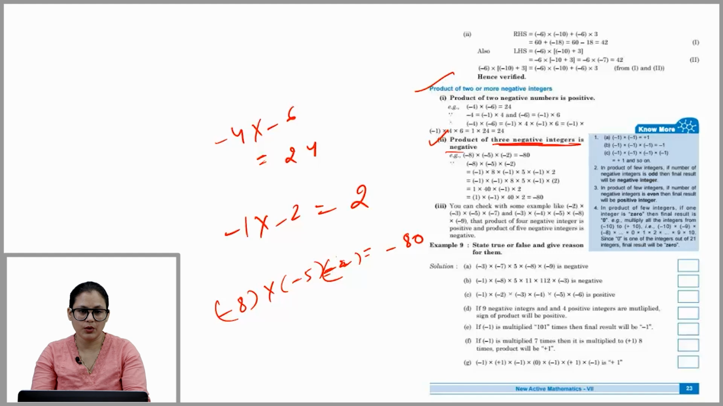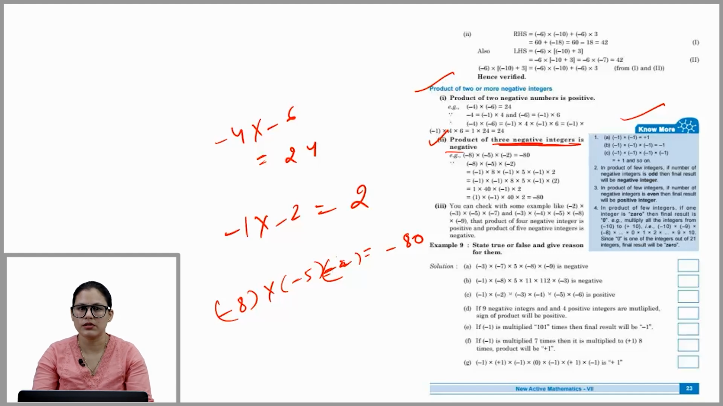Number 3, you can check with some examples like -2 into -3 into -5 into -7, and then -3 into -4 into -5 into -8 into -9. The product of 4 negative integers is positive and the product of 5 negative integers is negative. In short, what you have to do is count the number of negative signs. If the negative signs are in odd numbers, then the product will be negative, and if the number of minus signs is even, then the product will be positive, right? This is a short trick.